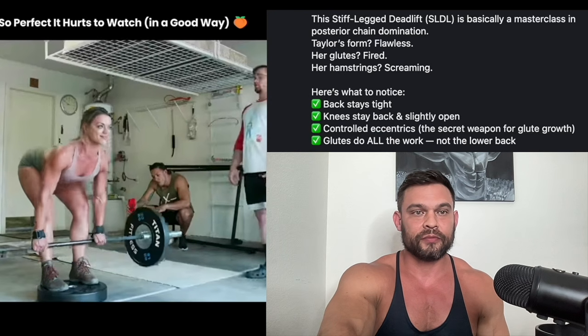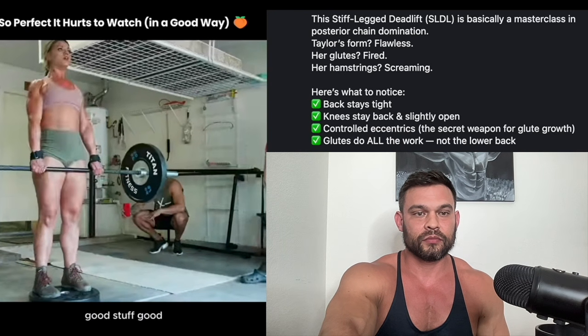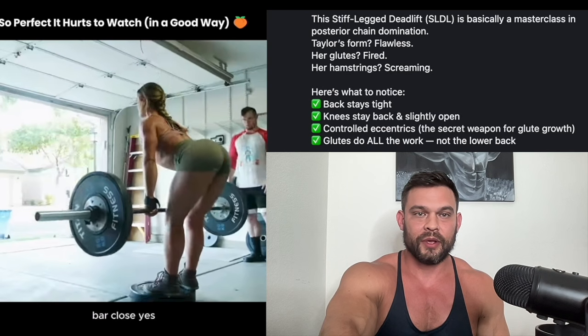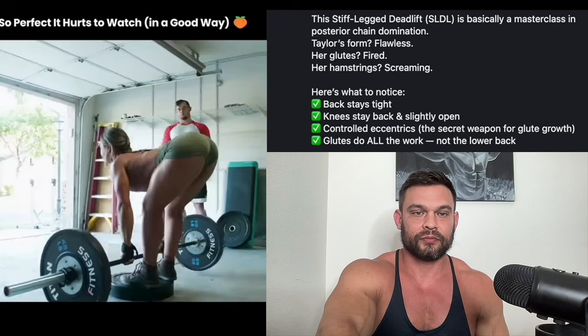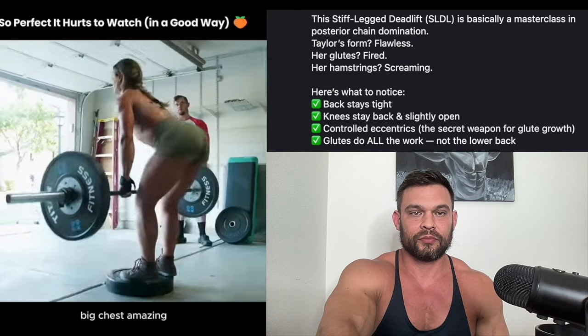It's open. Good stuff. Good. More close. That's just terrible. So, I mean, from there, it's all back. That's not glute at all. Awesome. Big chest. Amazing.